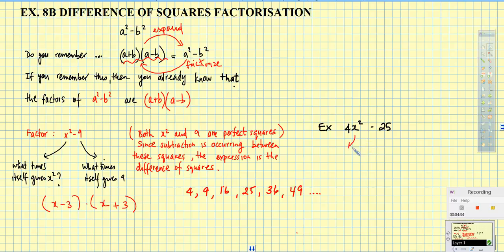So if we look at the next example, we've got 4x squared minus 25. All I need to do is take the square root of the first, which is 2x, and I take the square root of the last, which is 5, and then one of them has to be negative, and the other one has to be positive.